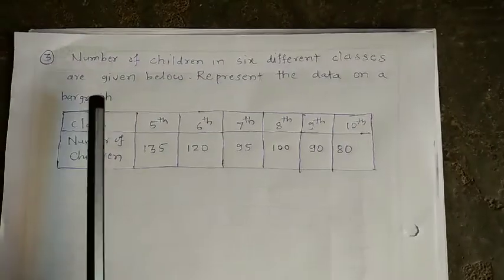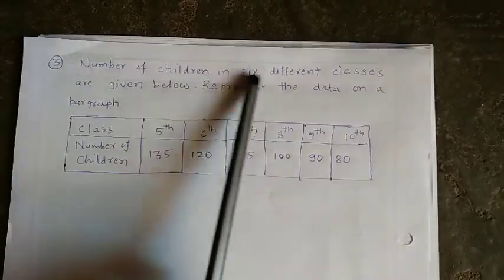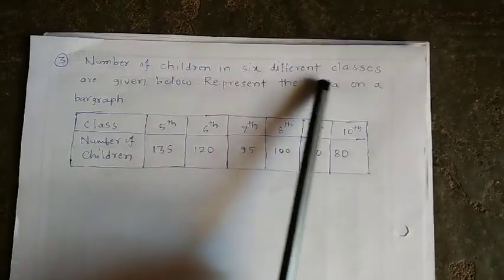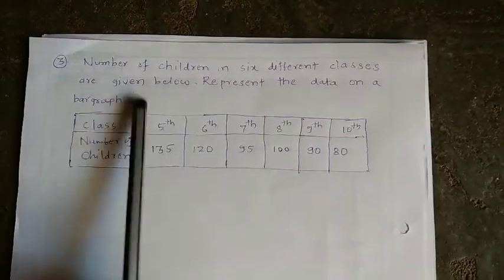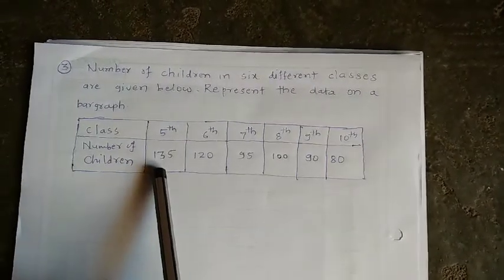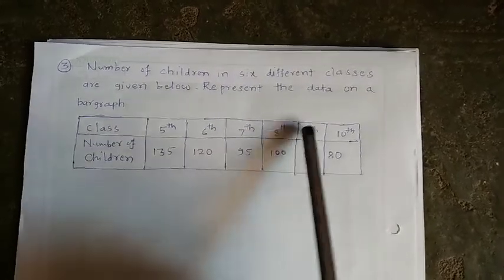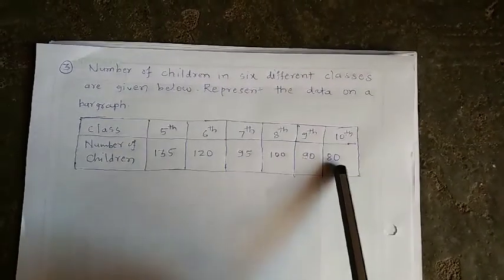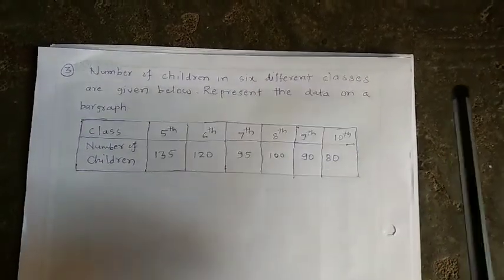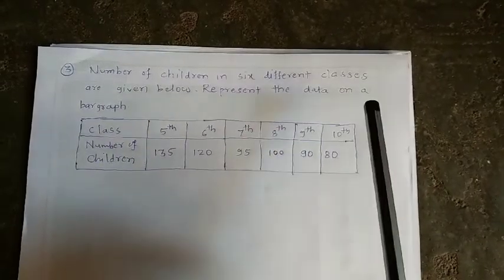So the third problem, what does it contain? All of you see, students. The number of children in 6 different classes is given below. Represent the data on a bar graph. In the 5th class there are 135 students, in 6th class 120, 7th 95, 8th 100, 9th 90, and in the 10th class there are 80 students. Now using all this data we have to plot one bar graph.